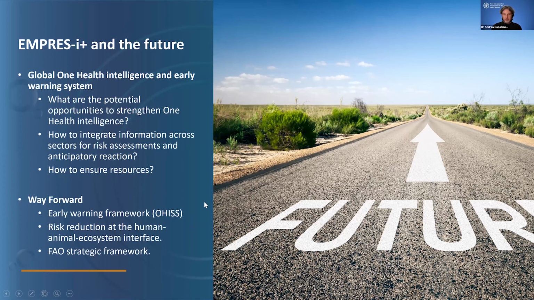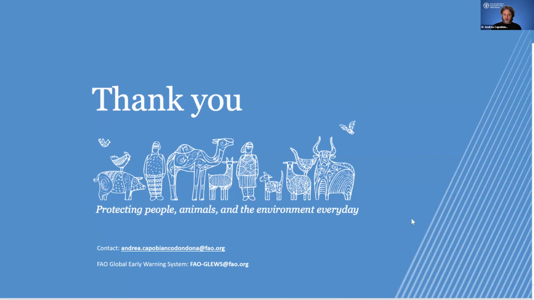The way forward that the Quadripartite has already started is developing an early warning framework through the One Health Intelligence Scoping Study. That is an initiative proposed by the G7 and funded by the UK government. And of course, there is risk reduction at the human-animal-ecosystem interface and the FAO strategy framework that FAO has been working on together with the other organizations. Thank you very much, and I look forward to your questions.